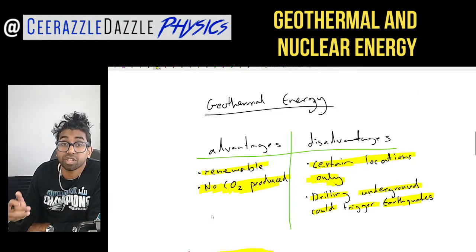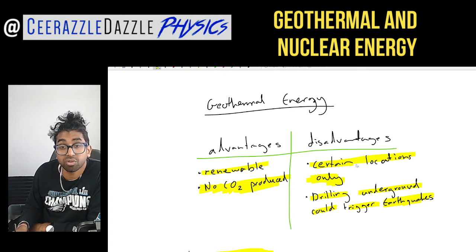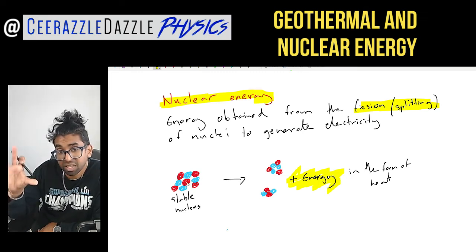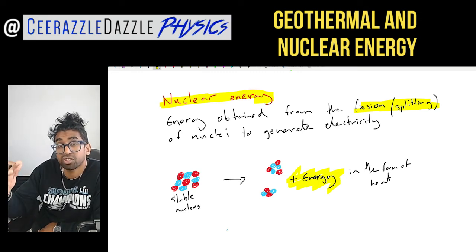The advantages of geothermal energy are the following. Advantages: it's renewable, no CO2 being produced. Disadvantages: certain locations only, and drilling underground could also trigger earthquakes. And then we moved on to nuclear energy. Nuclear energy, guys, is the energy obtained from the fission, the splitting of nuclei, to generate electricity. And as you can see, I've got the stable nucleus here. If you make it split, it will produce energy, and we're going to use the energy to generate the electricity that we need.